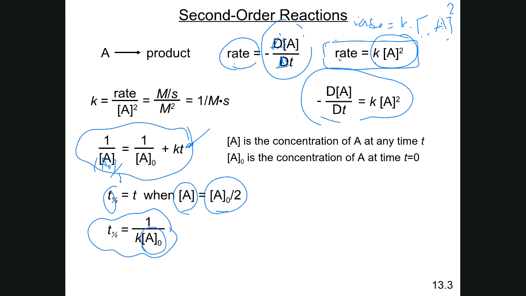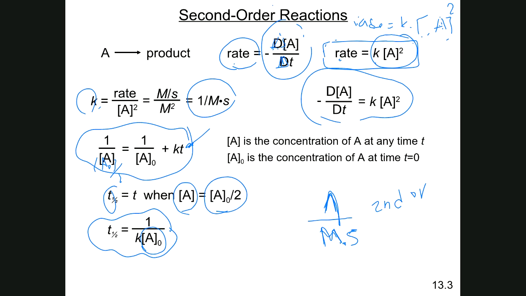The unit for K, if it's a second order reaction, is going to be 1 over, not mass, I'm sorry, molarity times second. So molarity times second, this would be the unit for K for a second order reaction.